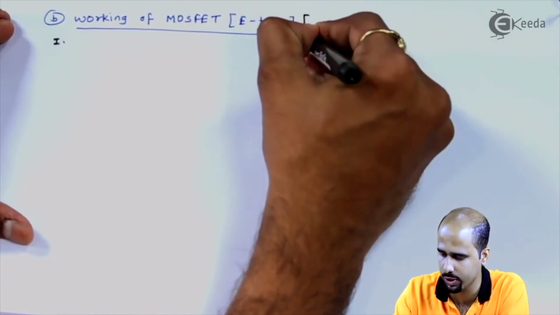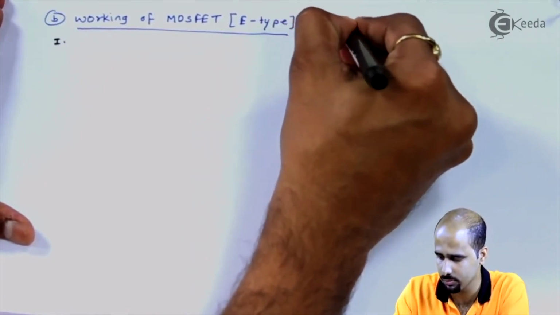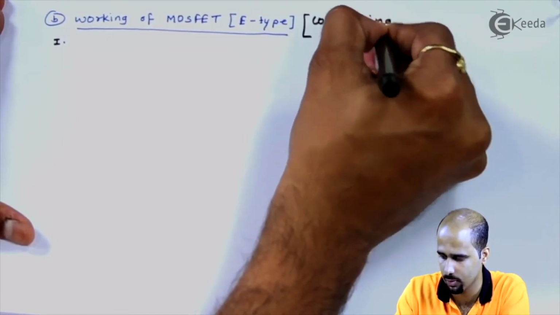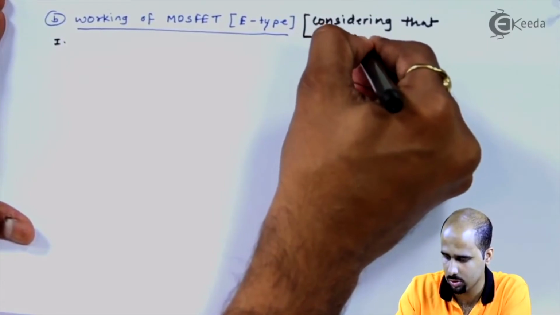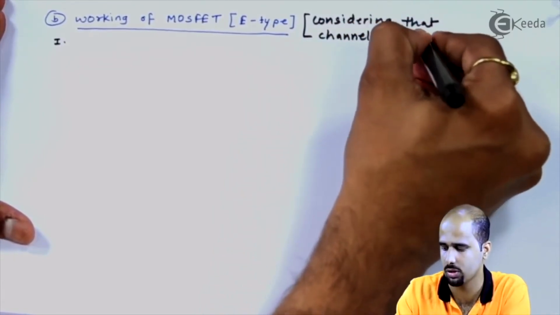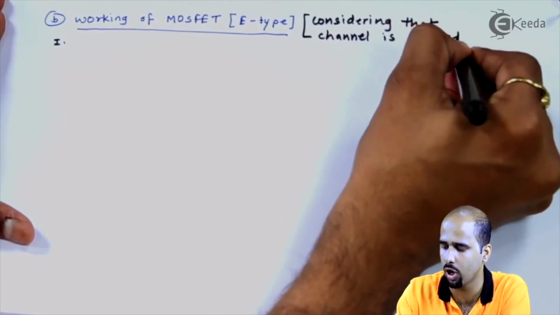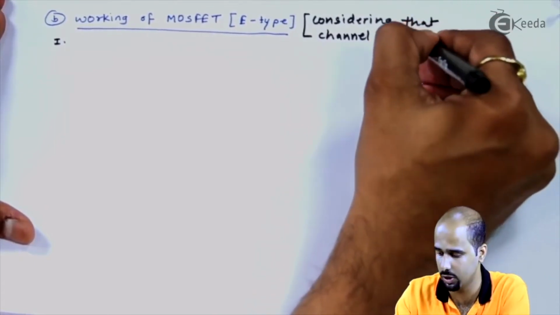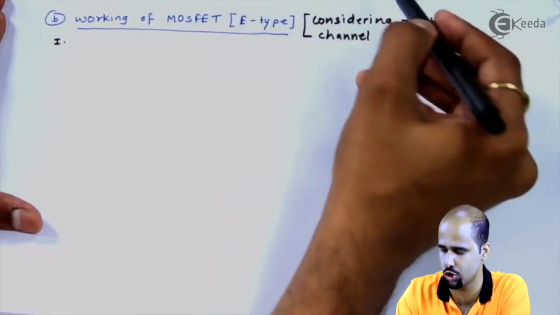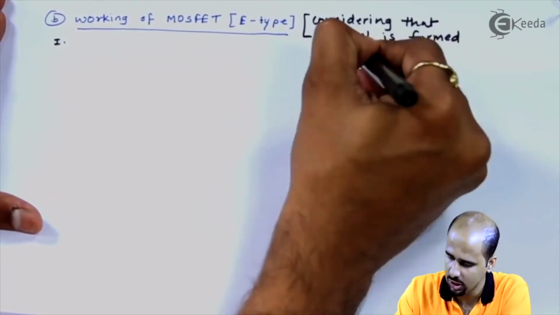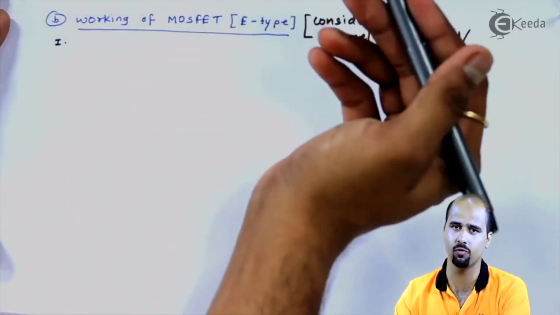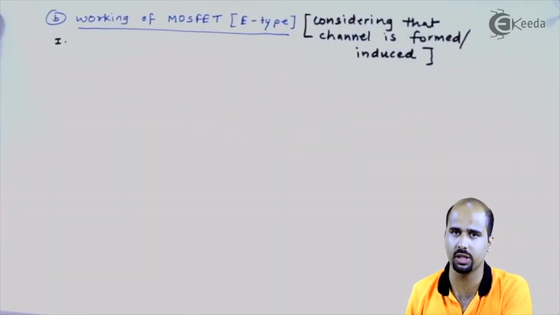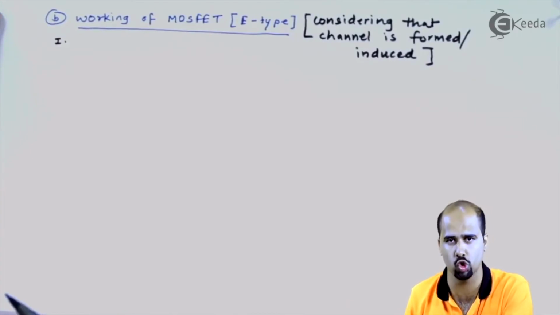So we'll write it over here, considering that the channel is formed, or in technical words we will write it as the channel is induced. The channel is induced due to the external supply voltage at the gate terminal, that is VG, with respect to source or substrate, if source and substrate are shorted.